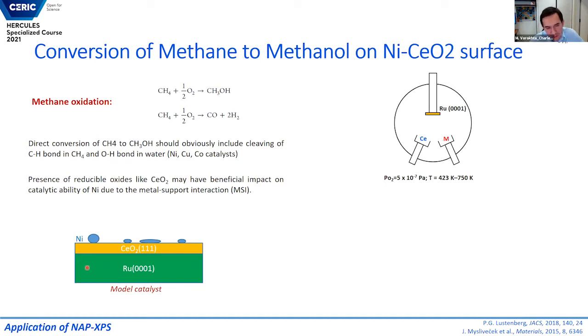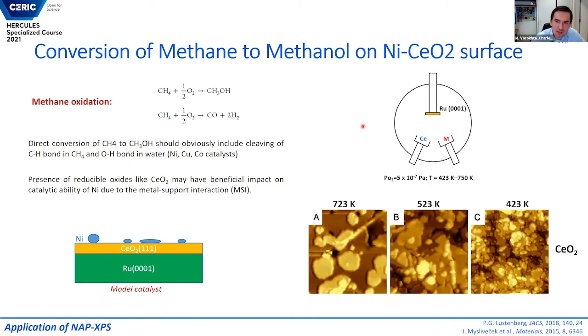With XPS you can study different samples, but if you study powder samples, you usually have problems with surface charging. Powders are not connected very well, and when you irradiate them with X-rays and extract electrons from the surface, such powders can easily charge. Then you have some distortion in your spectrum. So it is much better to work with, in this case, a very thin layer of oxide on a conductive single crystal. This is called a model catalyst, modeling the situation in real catalysts.